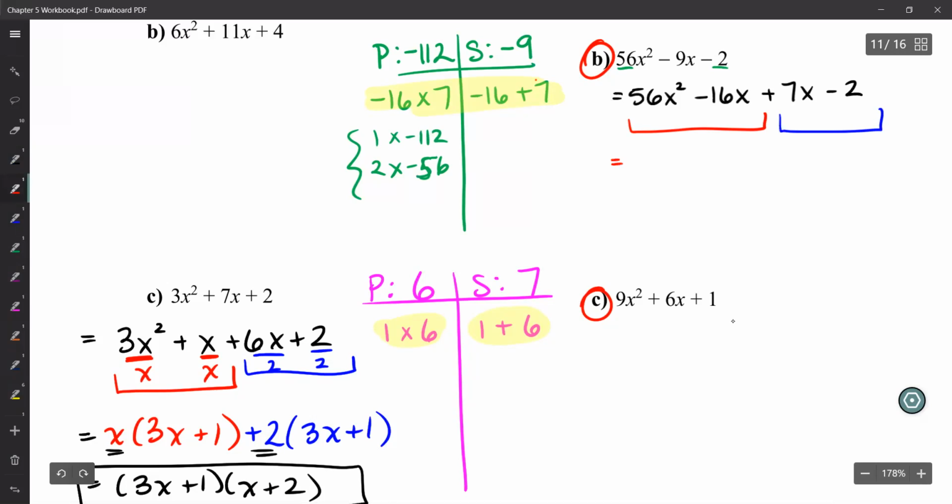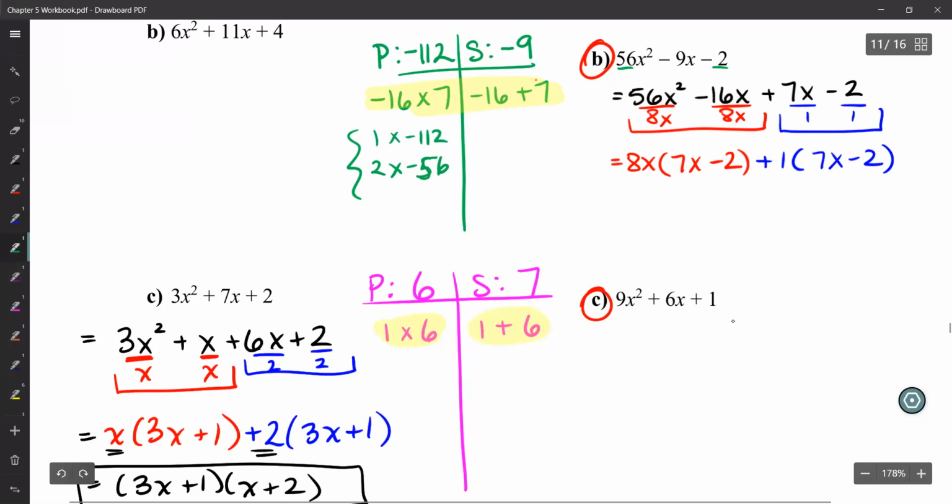Then you do the grouping. So it would be 56x squared minus 16x for one group, and then 7x minus 2 for the next. You would find common factors for each one. For 56x squared minus 16x, I found you could take out the 8x. And then you would have 7x minus 2 in brackets. And then for the next group, you could take out just a 1, so it would be +1. And then 7x minus 2 in brackets.